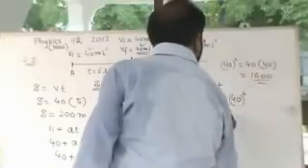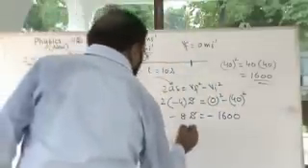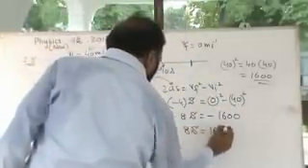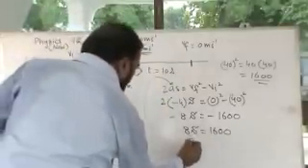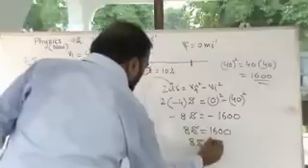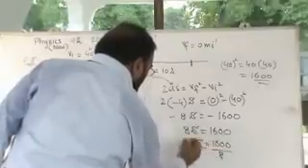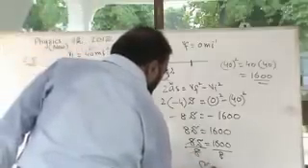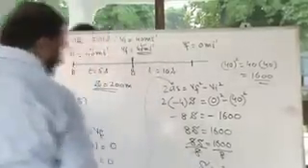1600. Now 8S is equal to 1600. Divide both sides of the equation by 8. We get S is equal to 200 meters.